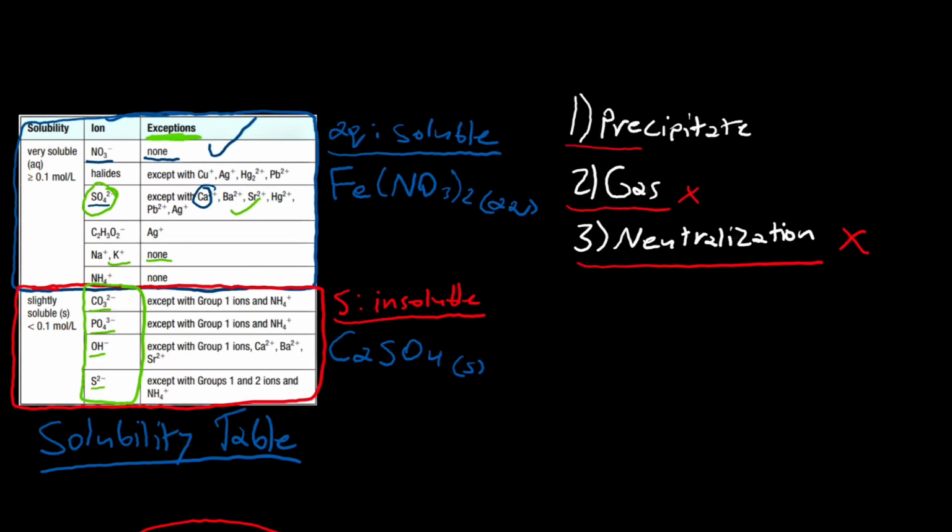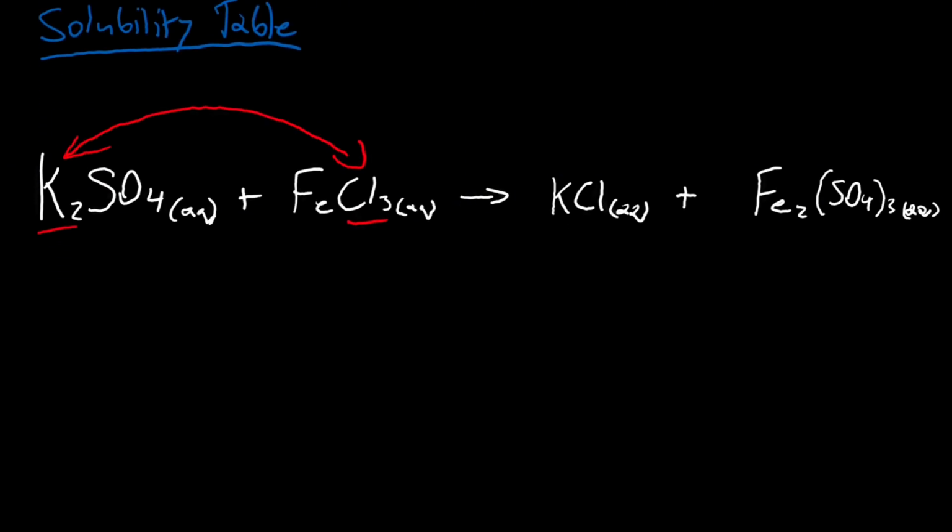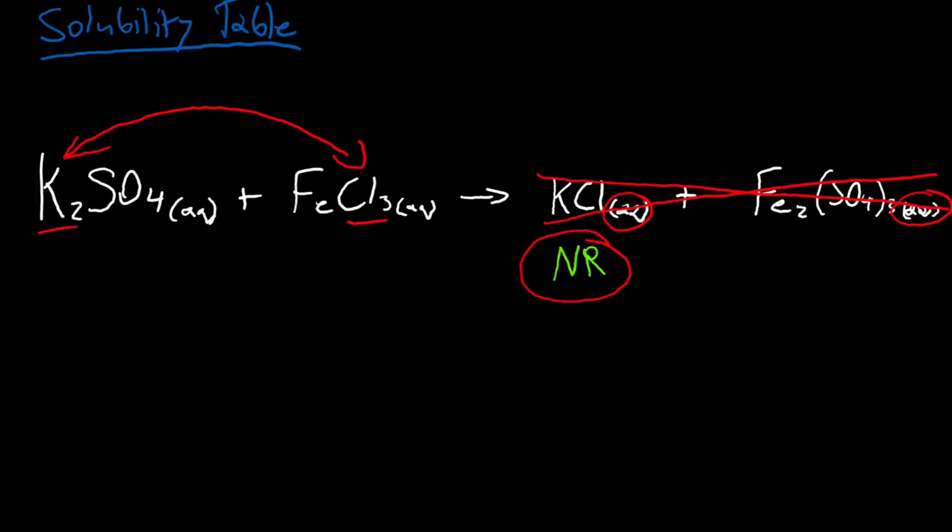There's no gas produced, and there's also no precipitate produced. In that case, no real changes have happened to either of the reacting compounds, as both their products are still aqueous, which doesn't really help us in the lab. So we would write no reaction, NR. On a test, instead of erasing the KCl and the iron 2 sulfate, put an X through it, showing your teacher that you know that it's wrong, so you write NR next to this.